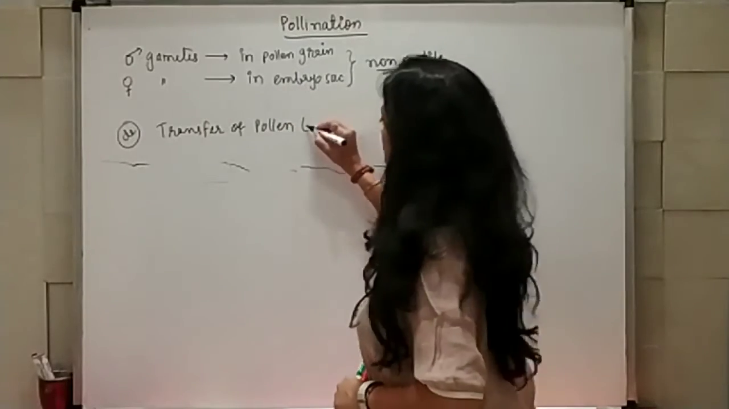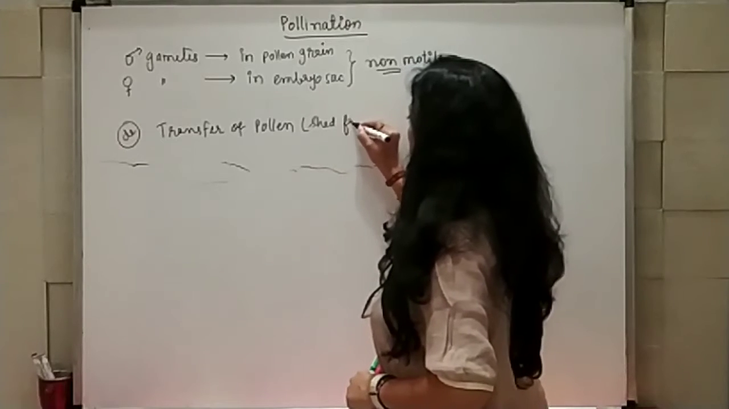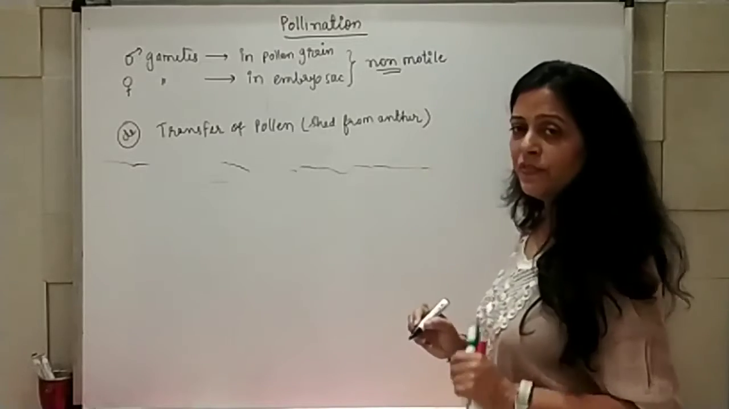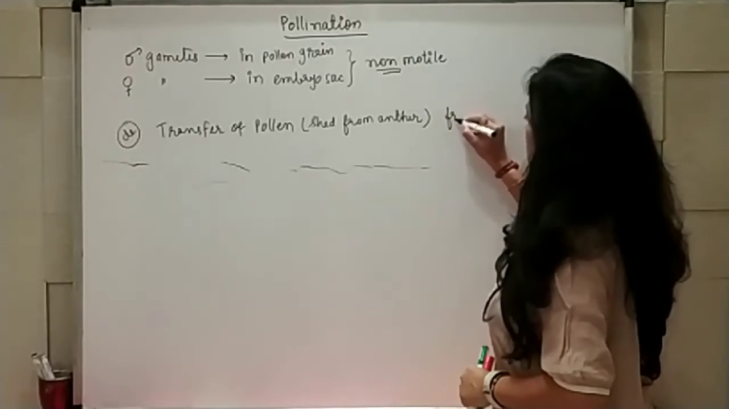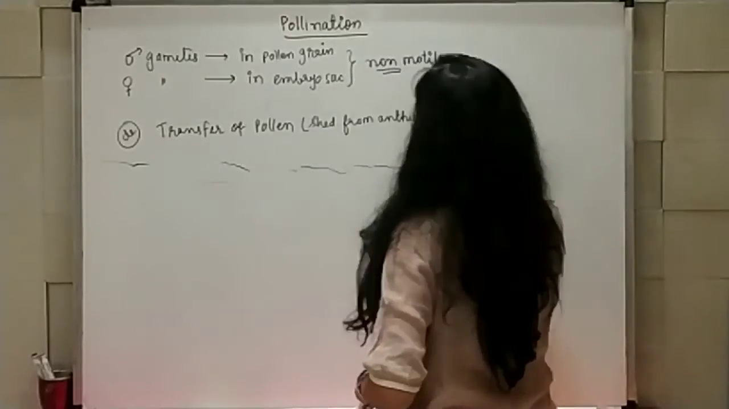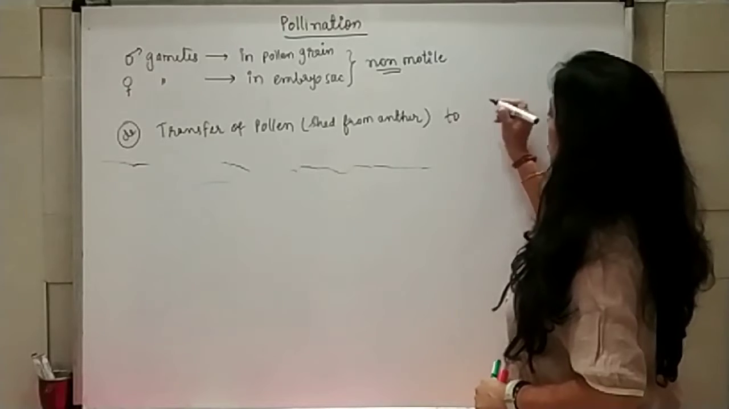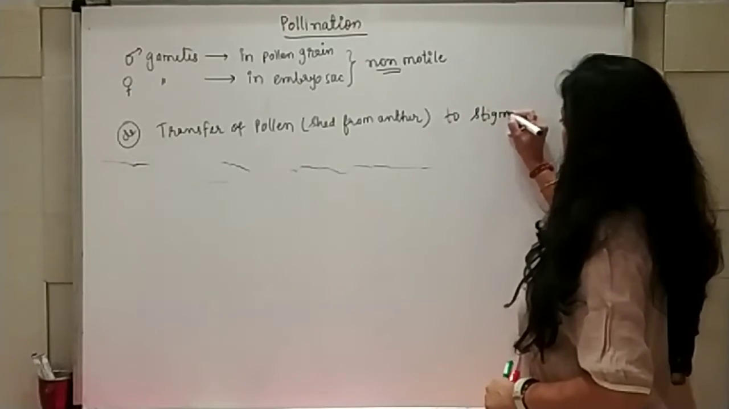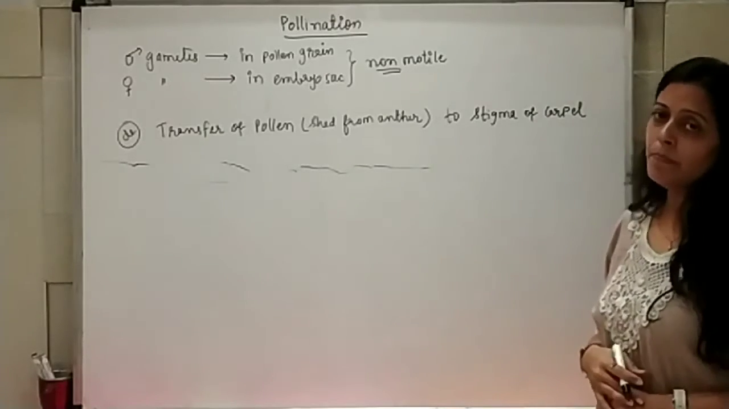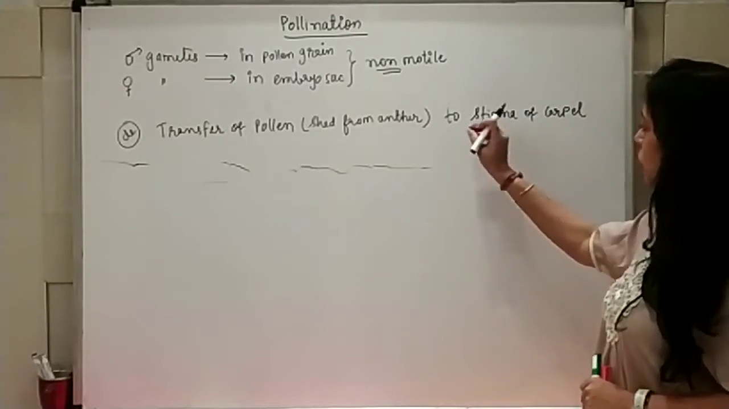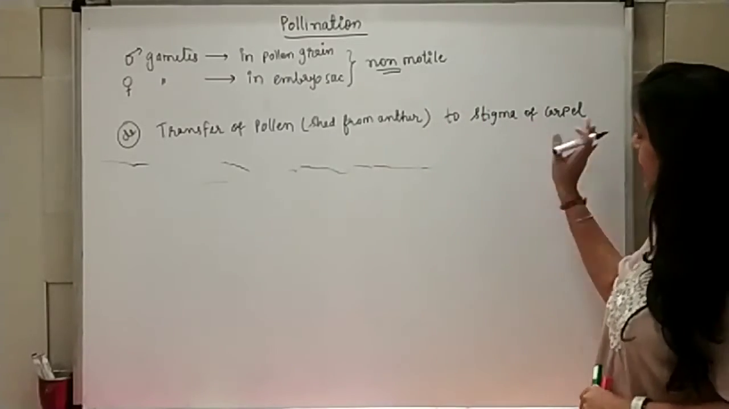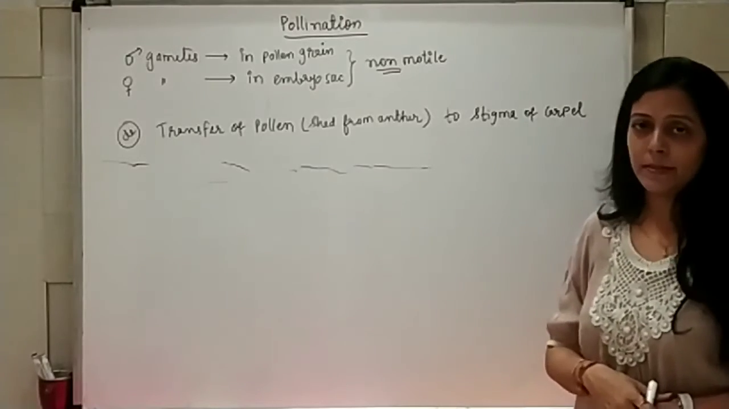which are shed from the anther. So, transfer of pollen from anther, we have written, so I am not writing that. So, transfer of pollen to stigma of carpel, where carpel is nothing but the female reproductive part. So, transfer of pollen to stigma of carpel, that process is known as pollination process.